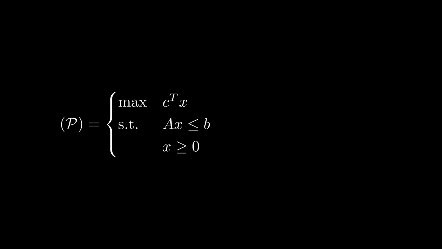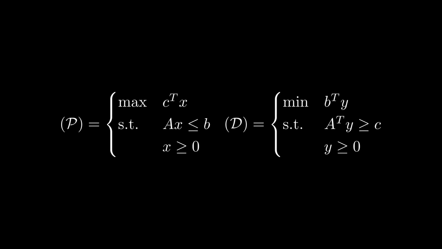Previously, we discussed the standard form of a linear program. This type of LP is named the primal LP. For each primal LP, we can also define what's called a dual LP. This is accomplished by switching the optimization type and swapping the constraints and objective function coefficients.